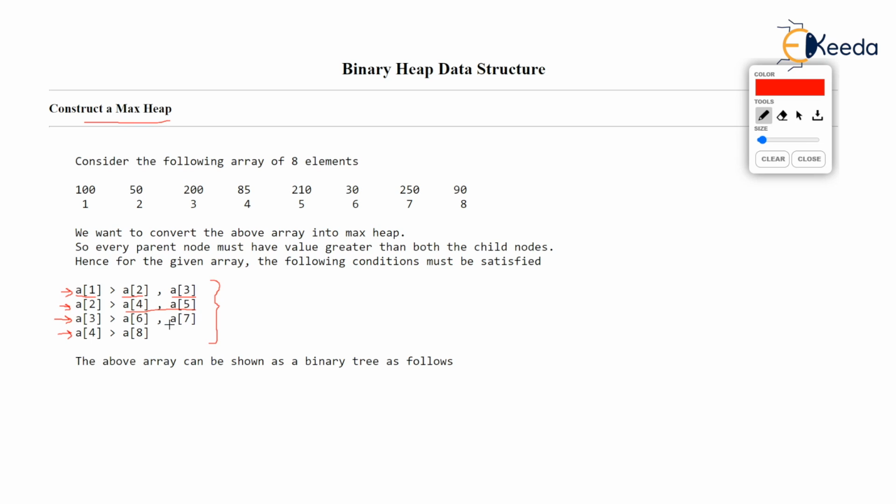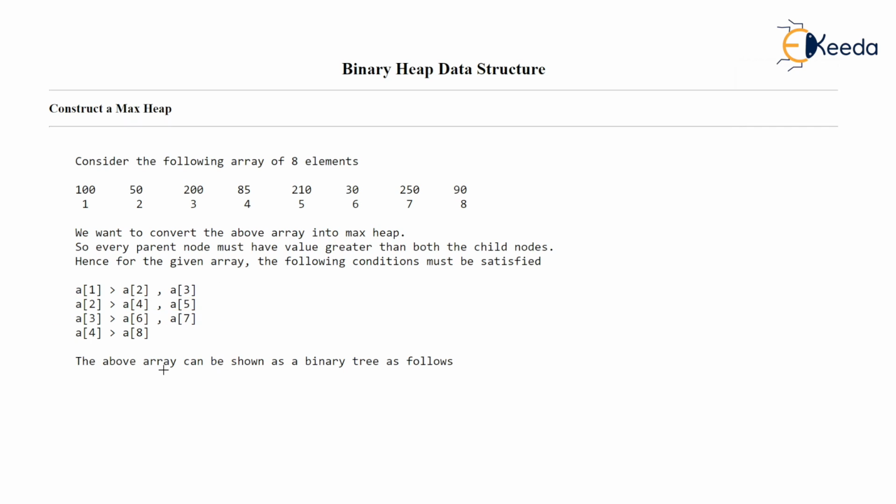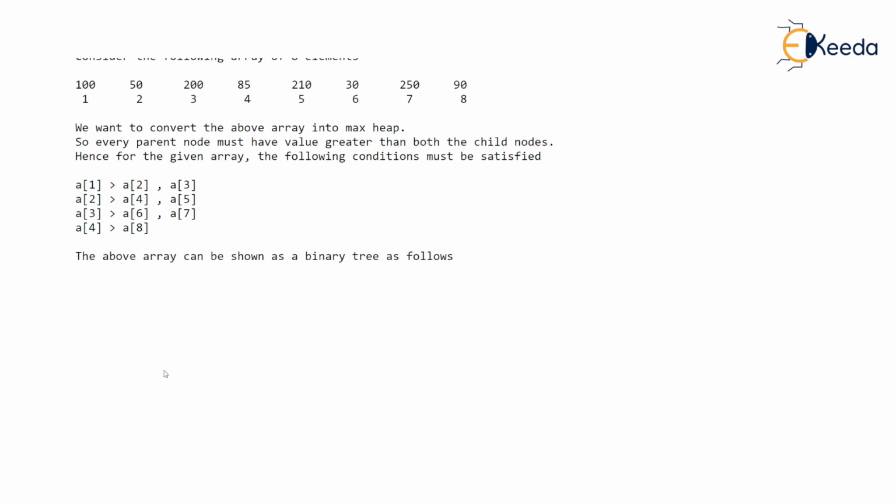Okay. Now, coming to the same facts which were discussed in the earlier video, you know that the above array shown can be drawn as a heap. How do you draw it in the form of a heap? Simply add the values 100, 50, 200, 85 in sequence from left to right. So what will be the heap?